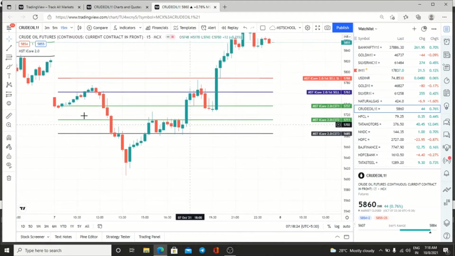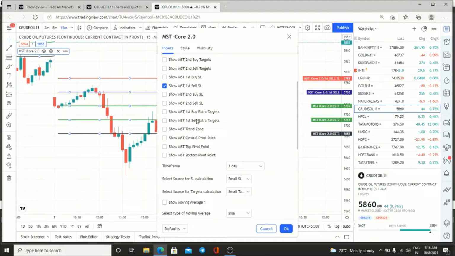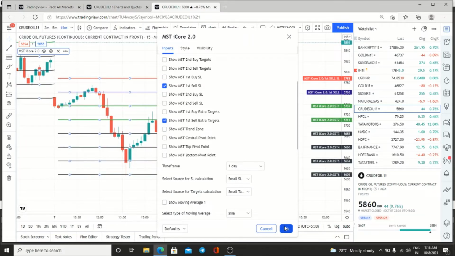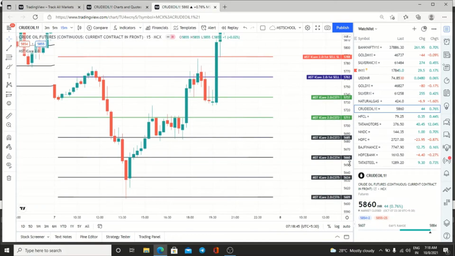See what happened yesterday. It went to the sell entry and we got the sell entry, then it gave the first target, second target, third target and further it fell down. So now you have to enable the extra targets. First sell extra targets. See the beauty. First target done, second target done, third target done, fourth done, fifth done and sixth done. Exactly, all targets done. Yesterday the low was 5607 and our last target was 5609. So now everything is perfect.